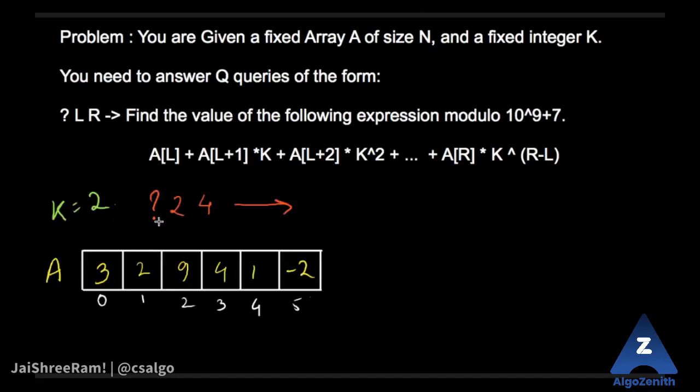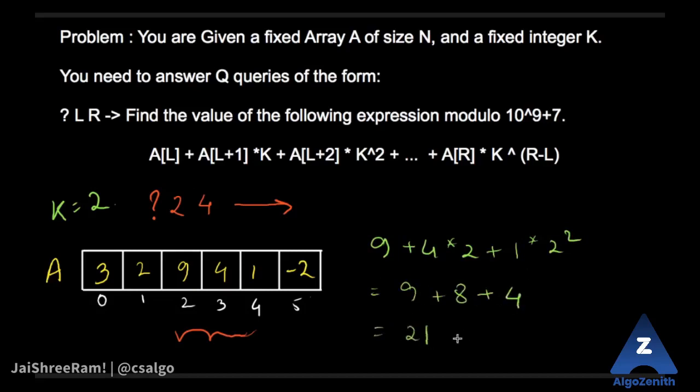Let's say k is equal to 2 and you need to find the answer for 2 to 4. So 2 to 4 is this range, right? To evaluate the value, we can just put in the values from this. So this will be 9 plus 4 times 2 plus 1 times 2 square, right? And this will be 9 plus 8 plus 4, and this is 13 plus 8, 21, right? So this is the value of an example query. You need to answer q such queries.